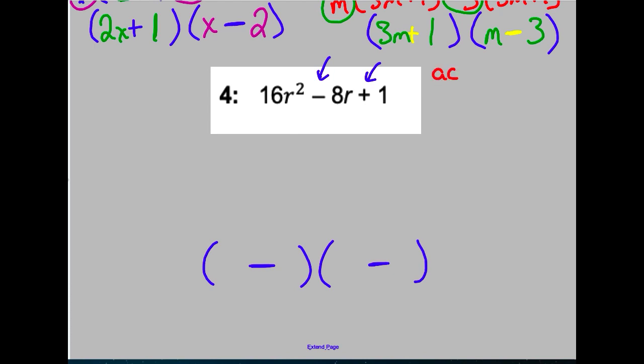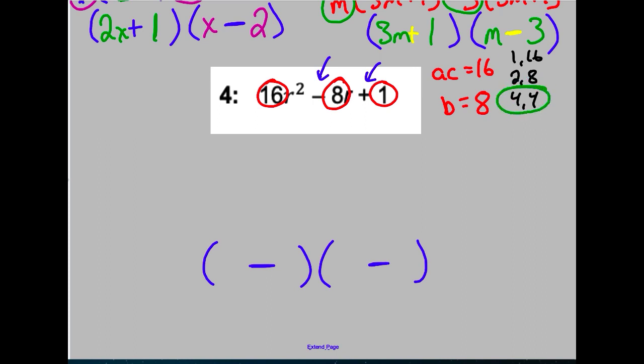So I multiply a times c together. 16 times 1 is 16. Since they have the same signs, I know they have to add to get me b, which is 8. Well, to get 16, I could do 1 times 16. I could do 2 times 8. I could do 4 times 4. Well, if I want them to add up to be 8, the only combination that's going to add to be 8 is my 4 and my 4.